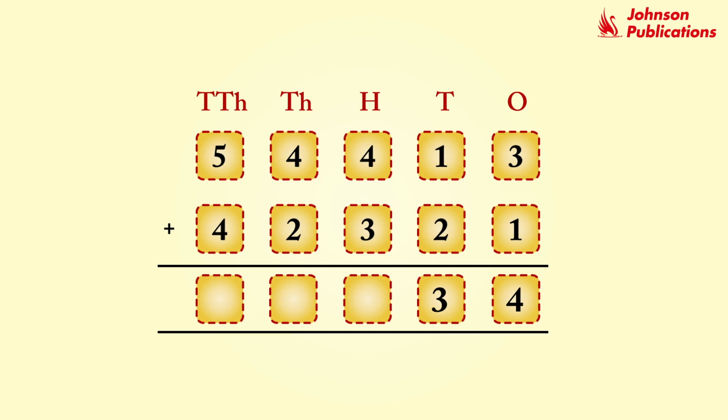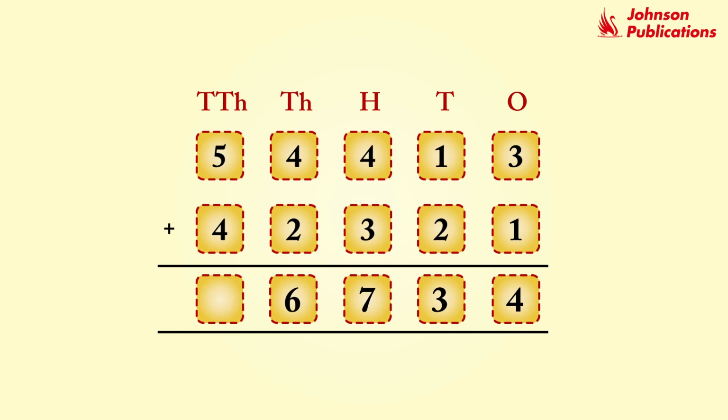Step 3. Add the hundreds. 4 hundreds plus 3 hundreds equals 7 hundreds. Write 7 in hundreds place. Step 4. Add the thousands. 4 thousands plus 2 thousands equals 6 thousands. Write 6 in thousands place.